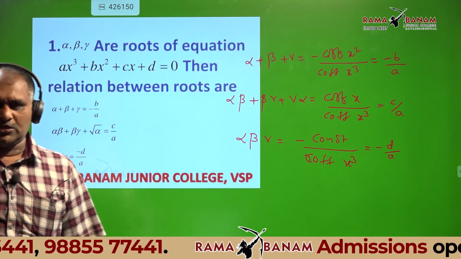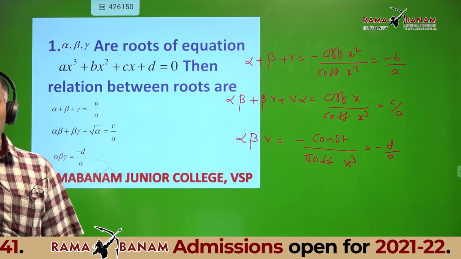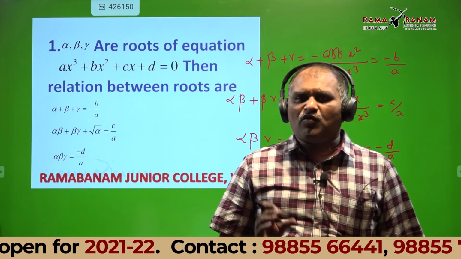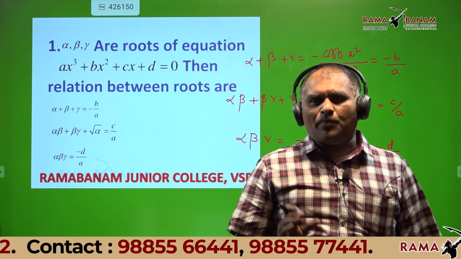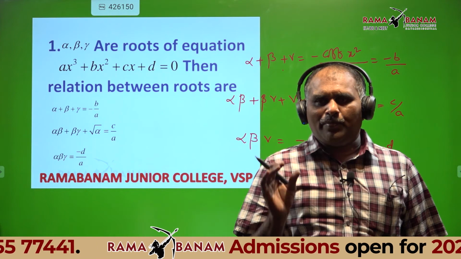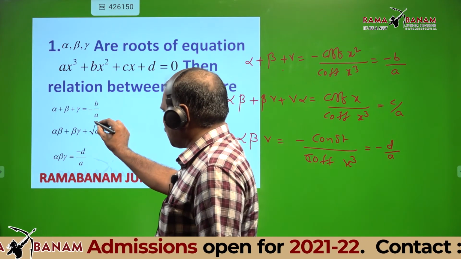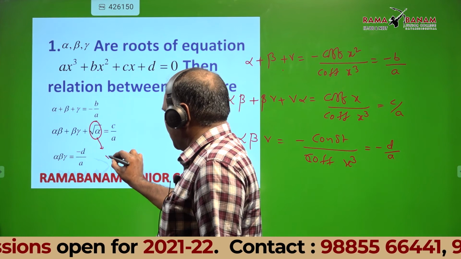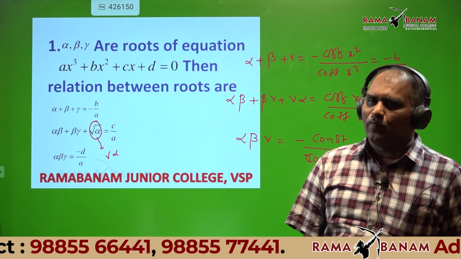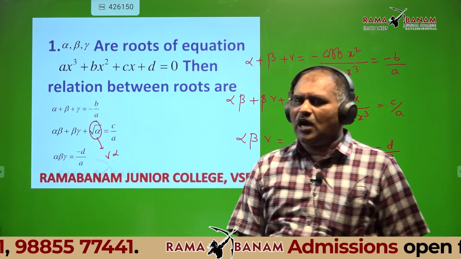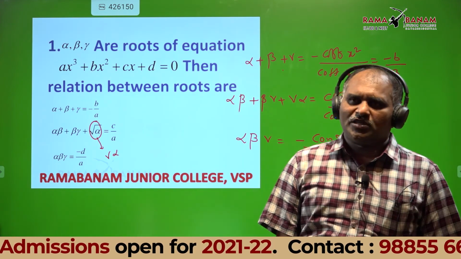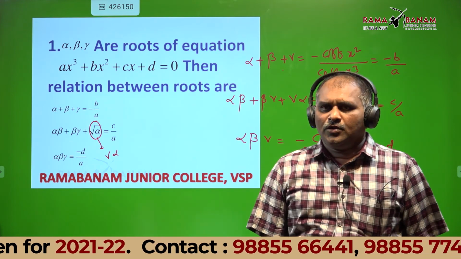Therefore, these are the results. Then for the cubic equation, how to find the relation between the roots? Alpha plus beta plus gamma is minus b by a. Alpha beta, beta gamma, gamma alpha (this last one is not a root) is equal to c by a. What is alpha into beta into gamma? Minus d by a. Do you understand? Yes, sir. Note down.